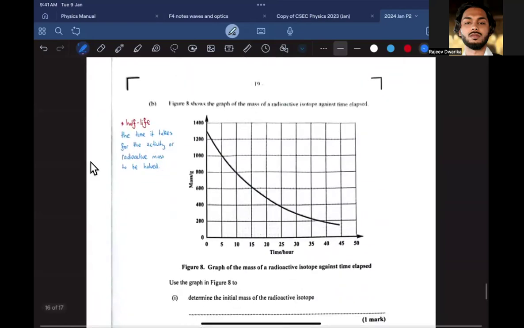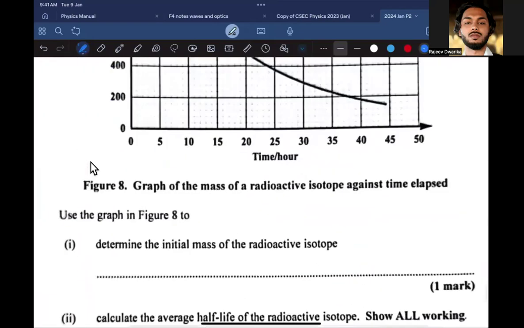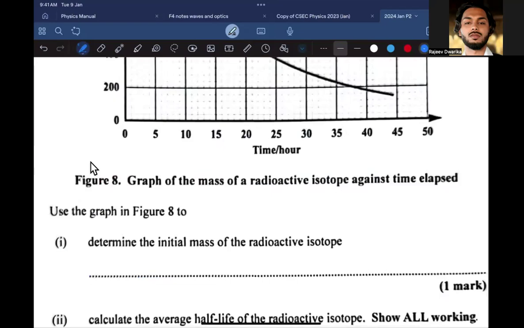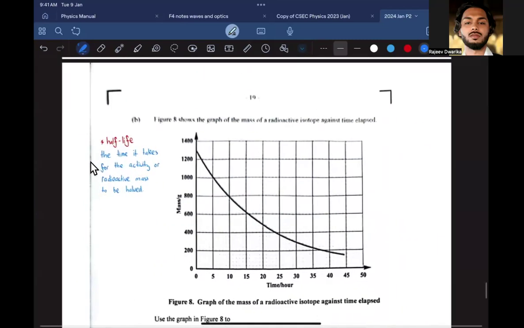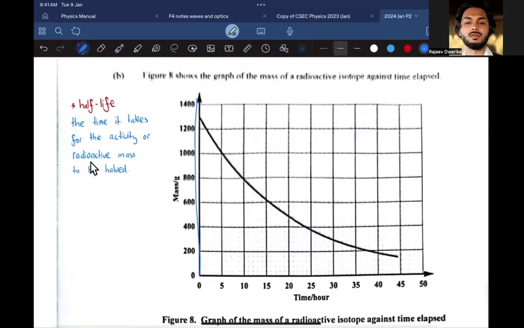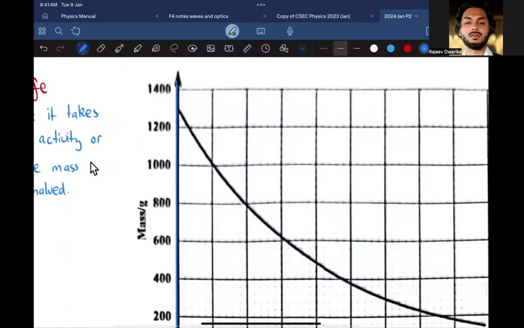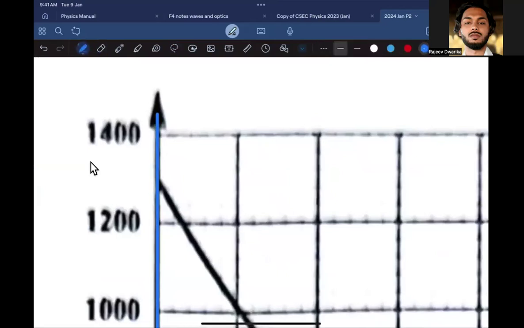Right, so let's check this question out. Determine the initial mass of the isotope. The initial mass would be at time equal to what? Make a guess, Jadon. At the initial mass, the time is what? 0. Yeah. So we draw a vertical line at 0 and see where it cuts the y-axis. Looking like over here, that looks like 3 blocks.